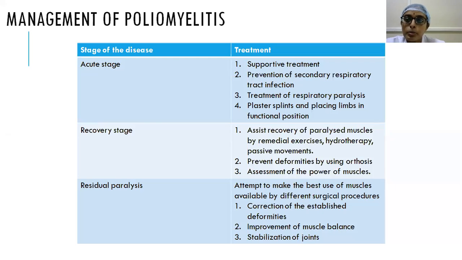And coming to the orthopedic point of view, the plaster splints and placing the limbs in functional position are things we have to attend to. Coming to the recovery stage, slowly these paralyzed muscles will be recovering. One has to aid the recovery by making them do some remedial exercises and hydrotherapy, as I told, in the Hubbard bath and whirlpools. In that the patient will be placed, and slow range of motion exercises done. First, passive movements.